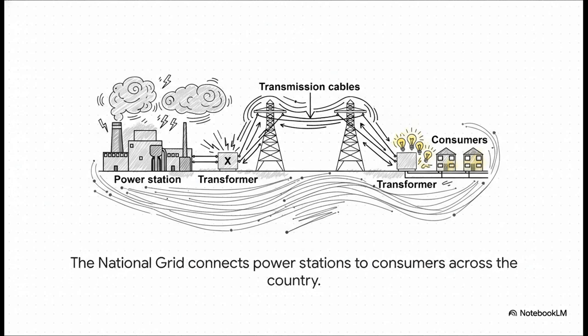This is the diagram that sets the scene for our question. It's basically the journey your electricity takes all the way from the power station, through these transformers and massive transmission cables, and finally to us, the consumers. This whole setup, that's the national grid. And really getting your head around this diagram is the key to acing the question.